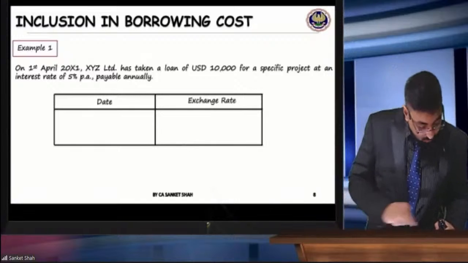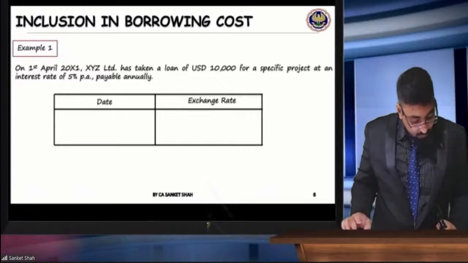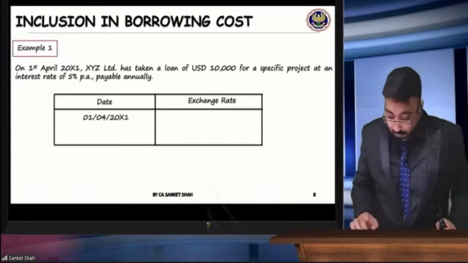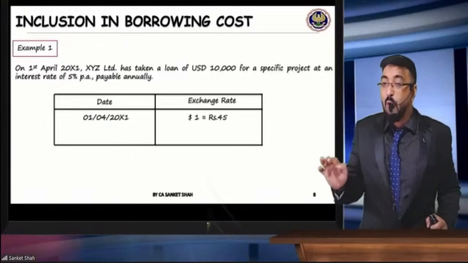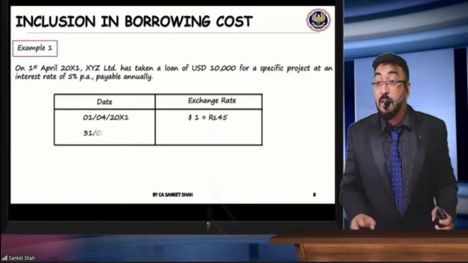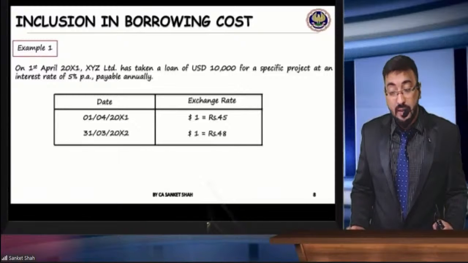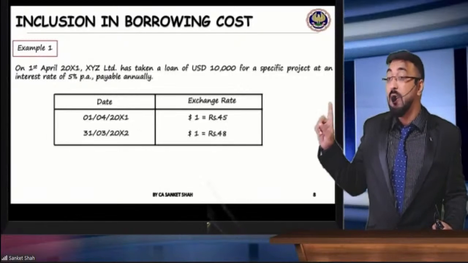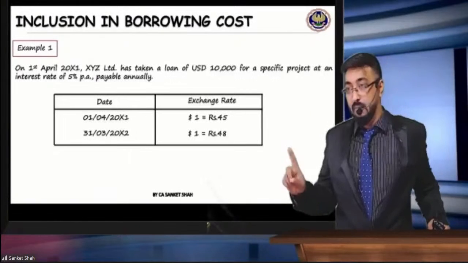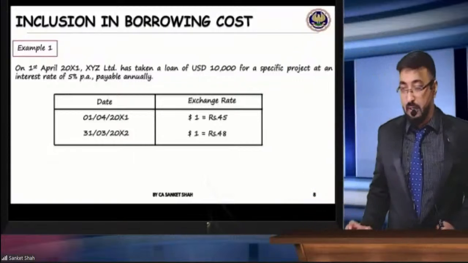Okay. So beta, on 1st April, $1 is equal to 45. And on 31st March 2002, the dollar rate is 48. So when you acquired the loan, or when you borrowed, at that time the rate was different. And on the balance sheet date, the rate is different.